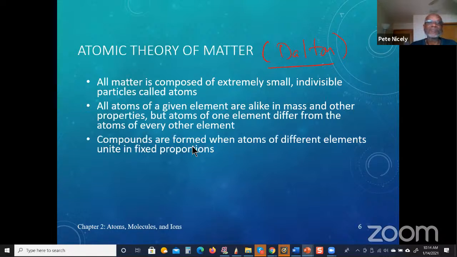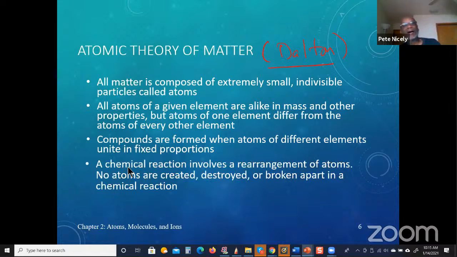And then the third assumption here is that compounds are formed when atoms of different elements unite in fixed proportions. So, for example, in the case of water, hydrogen atoms combine with oxygen atoms to form water. And as we said before, the ratio in terms of their mass or their percentages would be fixed, all right? Then we have this assumption: a chemical reaction involves a rearrangement of atoms. No atoms are created, destroyed, or broken apart in a chemical reaction, all right? So that's basically what this is saying.